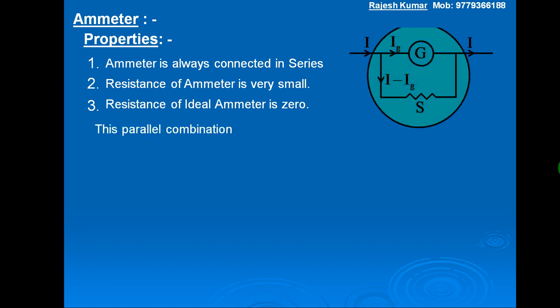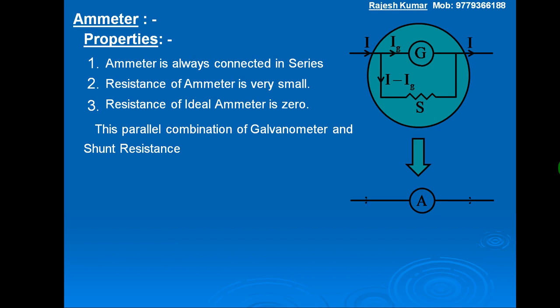This parallel combination of galvanometer and shunt resistance, that is S connected parallel to G, is called ammeter, of maximum current which it can measure equal to I. That is, this parallel combination of galvanometer and shunt resistance is called ammeter of range 0 to capital I. That is, now current capital I, which is very much greater than Ig, can pass through it, or we can measure the current capital I, which is very much greater than Ig.